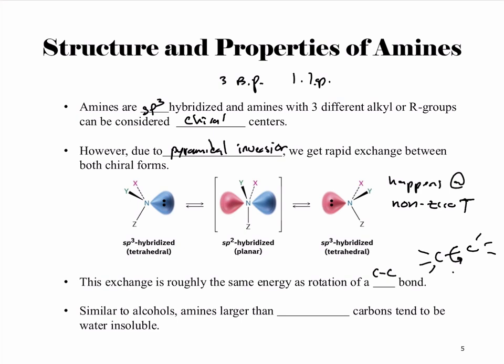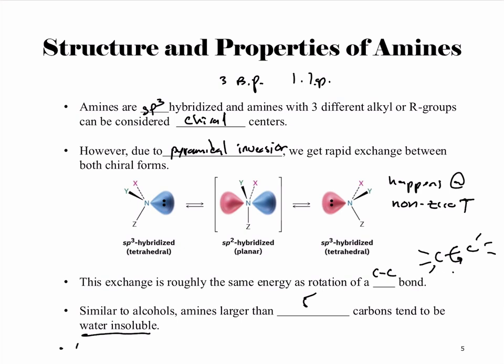We get this temporary sp2 hybridized structure, and then we invert the structure. So the sp3 hybridization goes on the other side. And we reverse the parity of the lone pair hybridized sp3 orbital. And so they are chiral centers, but it's not a true chiral center because we get rapid inversion between the two. And then some other properties for amines, similar to alcohols, amines larger than 5 carbons tend to be water insoluble.